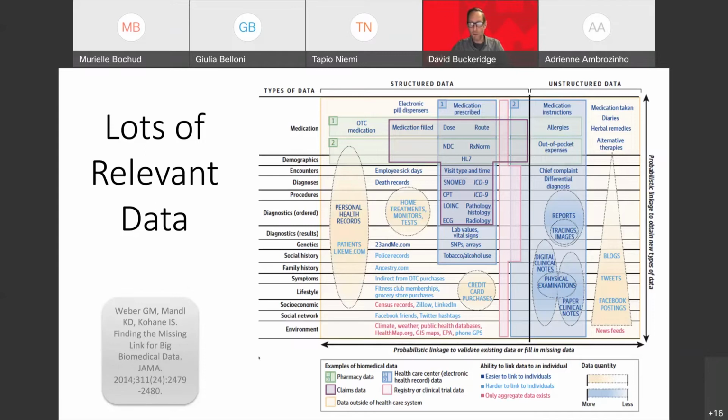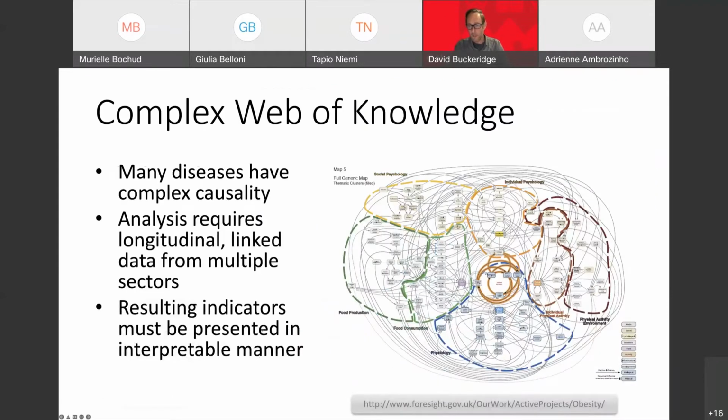The same can be said of knowledge. This is what's often referred to as a spaghetti diagram from the Foresight project on obesity in the UK that happened a few years ago. What they're showing here is an attempt to map out the knowledge that relates to obesity as it falls in different domains. The arcs here are meant to be relationships between the concepts, which are shown in nodes. The point here is this is one condition, obesity, and the knowledge is quite profound and complex.